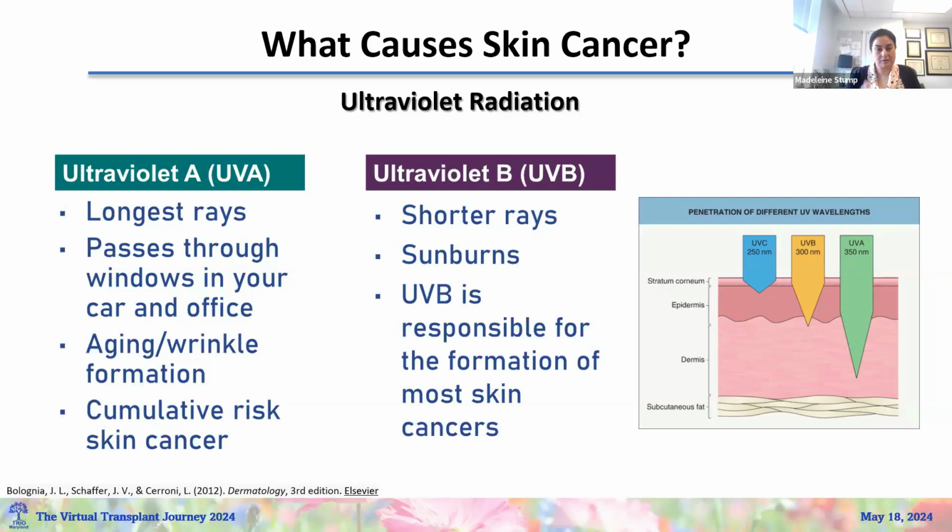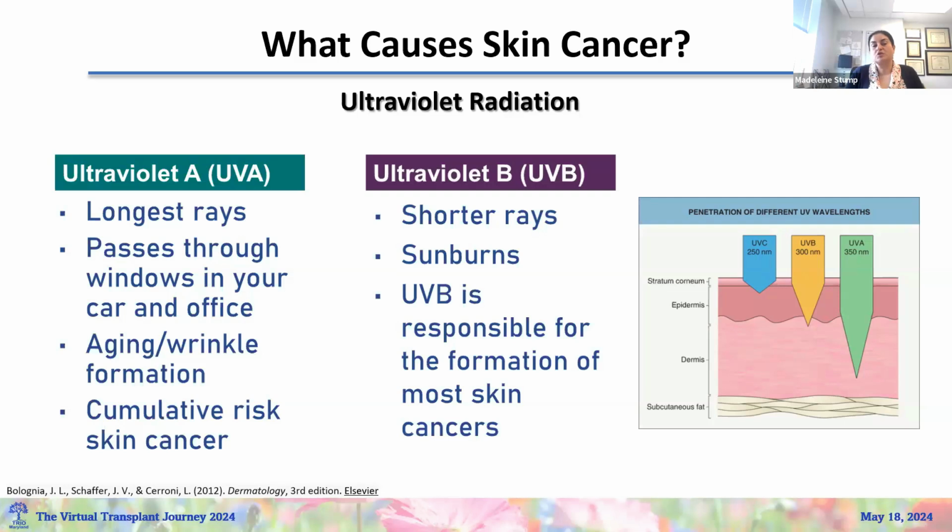And that's bad news because UVB is the one that will cause skin cancer. UVA, we don't necessarily know its exact contribution on skin cancer formation. As you see here, it penetrates deep beyond the top layer of the skin, which is called the epidermis. It goes into the deeper layers, and it mainly contributes to aging and wrinkle formation. It passes through windows in your car and your office, so you need to know that. Hence, the question about protective clothing, and yes, that's a very useful thing to do.